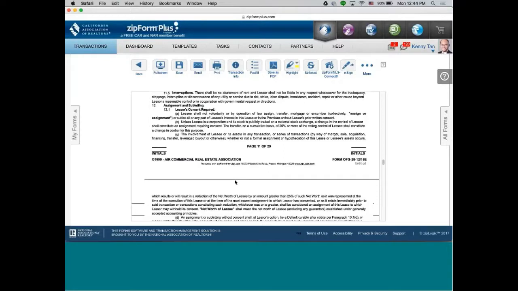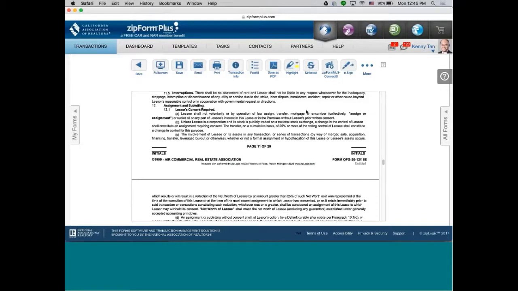All right, 12.1. It says, 12.1a, lessee shall not voluntarily or by operation of law assign, transfer, mortgage, or encumber, collectively assign or assignment, or sublet all or part of lessee's interest in this lease or in the premises without lessor's prior written consent. This is, in many cases, the law as well as the contract. A tenant is not supposed to assign the lease to someone else without the landlord's prior written consent.